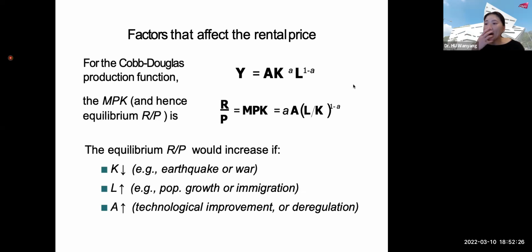Okay. All right. So the purpose of this function is to help us understand how, when we have some macroeconomic change, for example, in production input, labor, capital, or maybe some more fundamental economic technological shock, that will change the rental price. This formula will give you the answer.